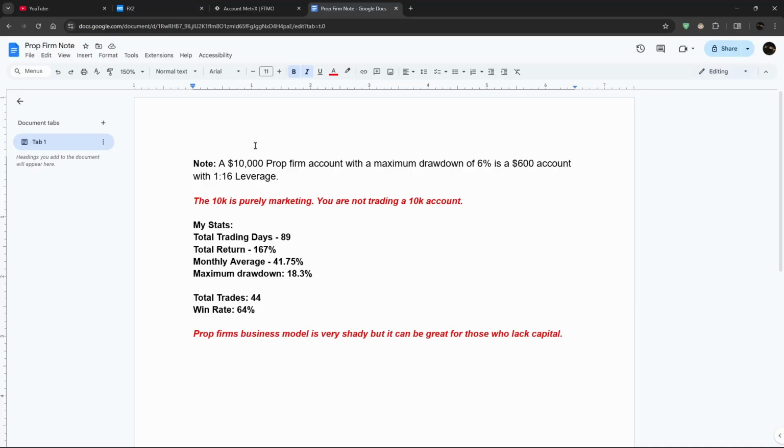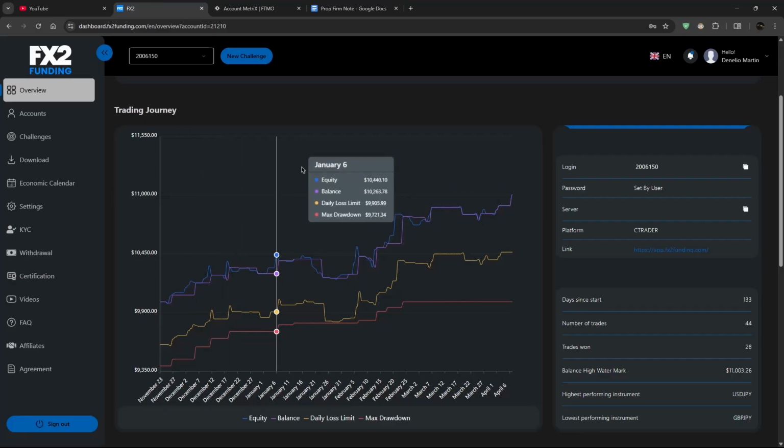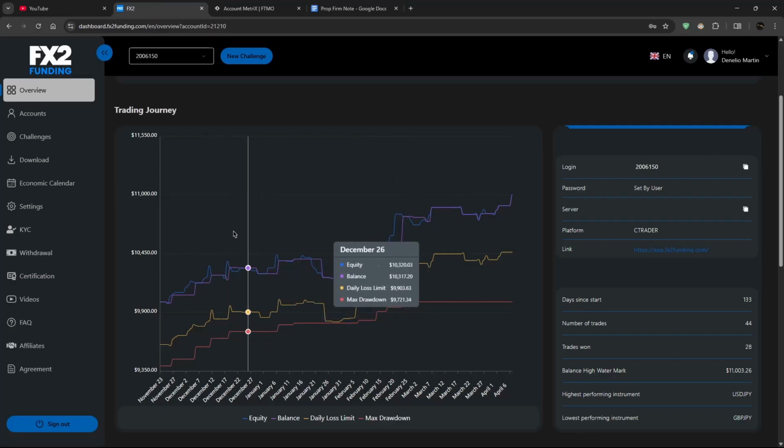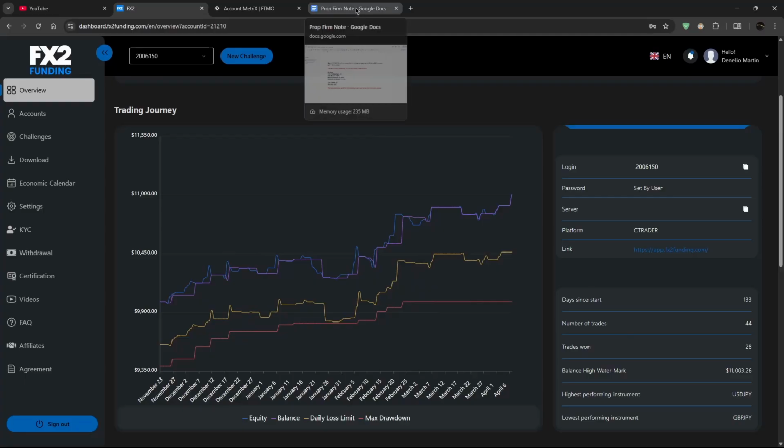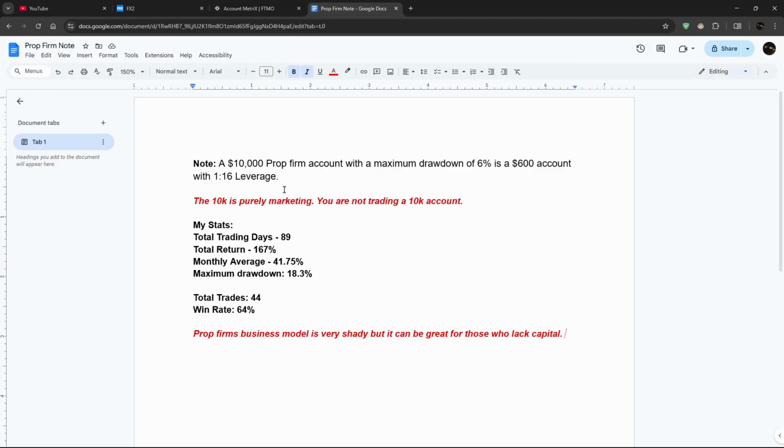So I've covered a bit of my journey so far, the equity curve, how long it took and so forth, and my strategy. Now we can look at what I have learned. First of all, I just want to say this. The prop firm business model is very shady, but it is great for those who lack capital. And I think most people look at prop firms and they know that this is shady. You just look at the model: the moment you pass a challenge, you're literally a liability to the prop firm.